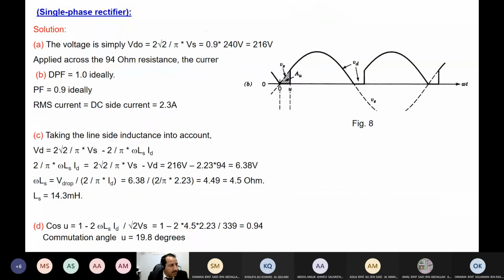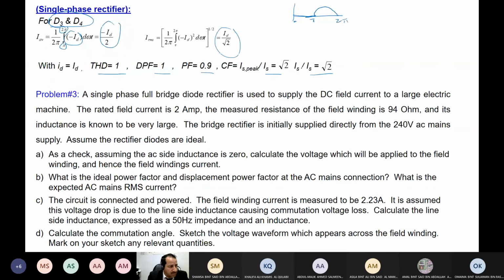Now, one more problem. Let me start reading the question, explain it, and then we go for the solution. A single phase full bridge diode rectifier. Just a minute. He told me single phase. This is single phase. Look how I will sketch it. Okay. Now this is diode 1, 3, 4, 2. Okay. And this is here. And this is here. Okay. But later I will sketch the load.